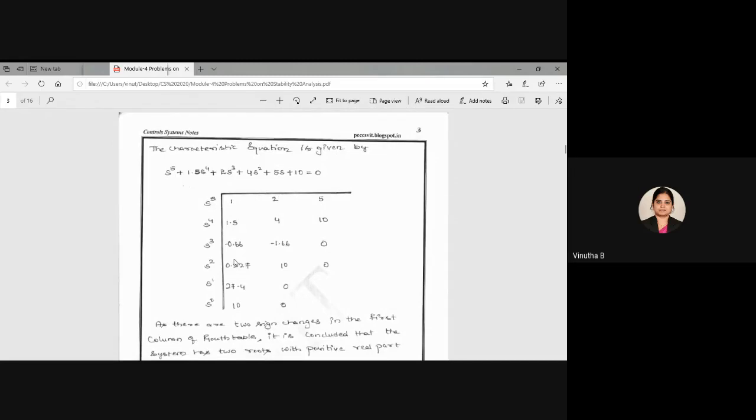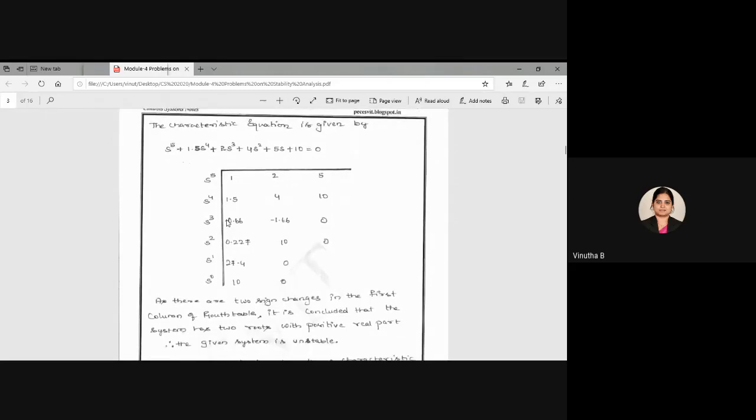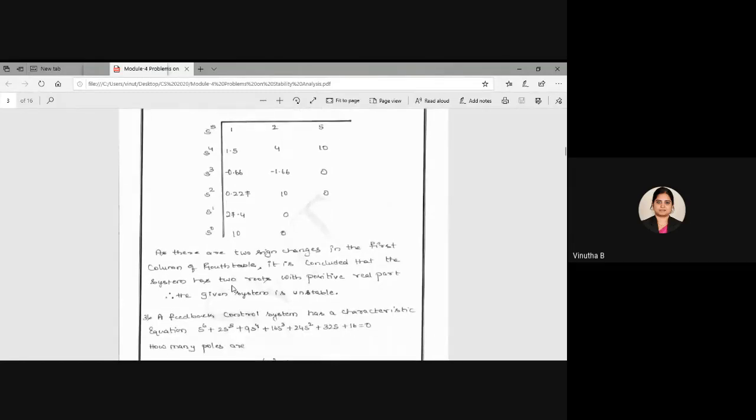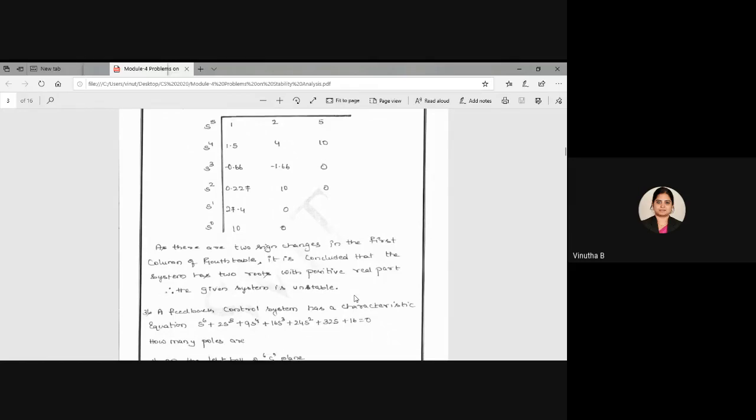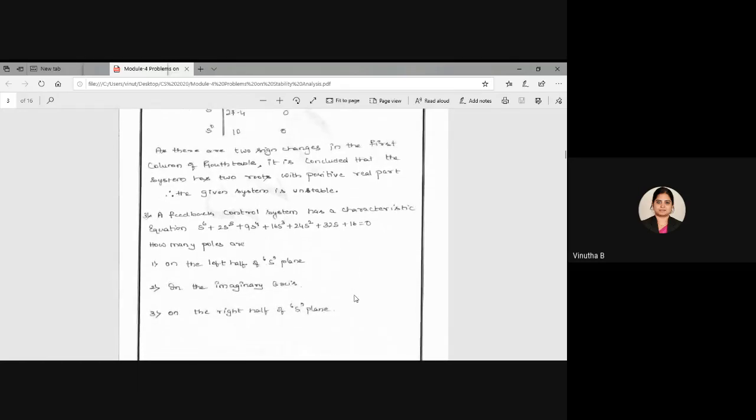If you see, you are getting a negative term here, which indicates that the system is unstable. And how many sign changes are happening? From positive to negative and from negative to positive, and the rest all remain positive. So there are two sign changes. So it is concluded that the system has two roots with positive real part. Therefore, the given system is unstable. Correct? So this is one way of asking the question.